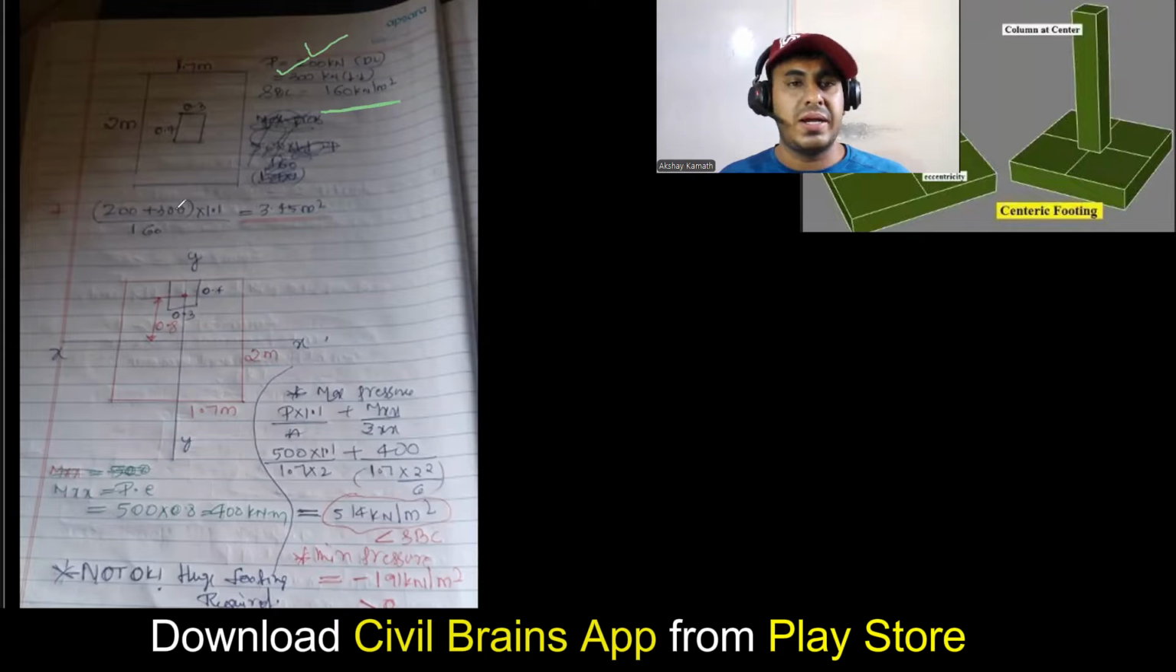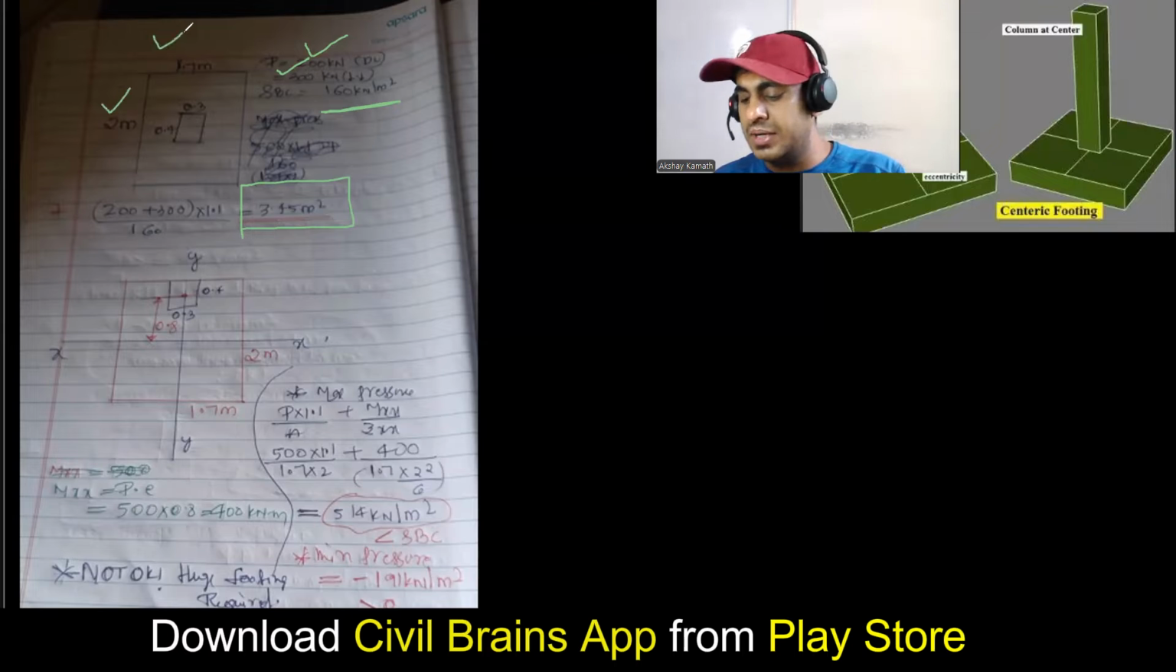200 plus 300 is 500. We'll multiply this by 1.1 because self weight of the footing we need to add, and divide it by SBC. You are getting 3.45. So 3.45 is the area of the footing that is required. To satisfy this, I have gone with a size of 2 meter by 1.7 meter. You can do that. Multiply 2 into 1.7. You will get 3.4. That is what I require here. This is for normal footing.